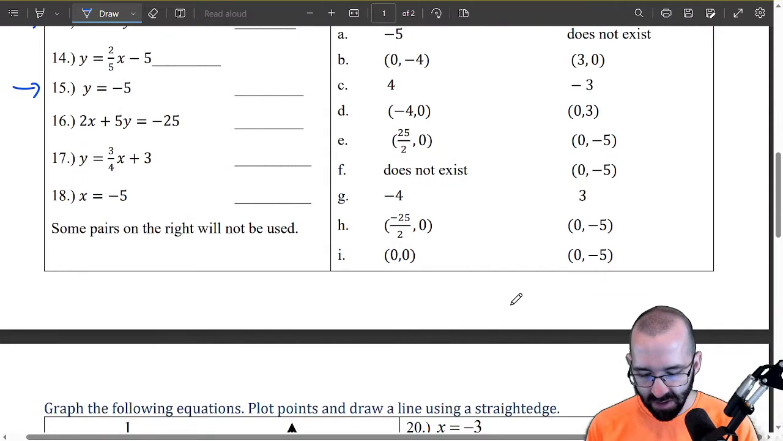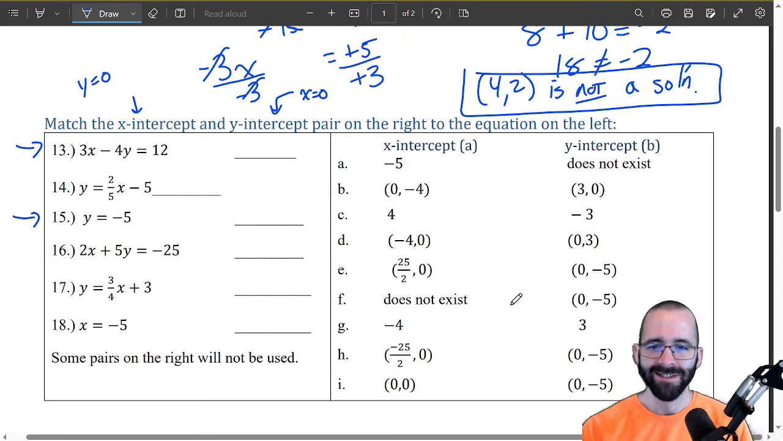Don't have too much room here. Who made this homework assignment?